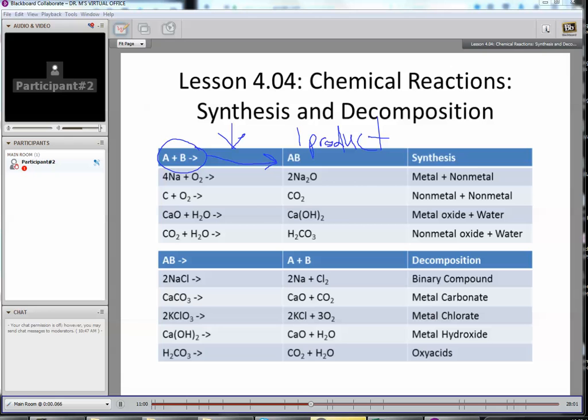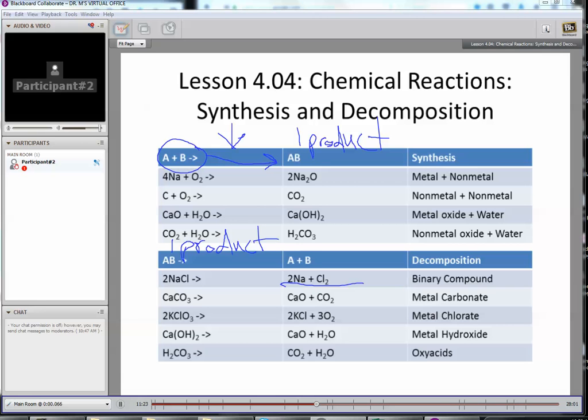Remember that decomposition is the exact opposite. We're starting with one product here, just one, and then we're going to break down into simpler formats. For our first example here, we have basically table salt that's breaking down into a sodium ion and chlorine here.